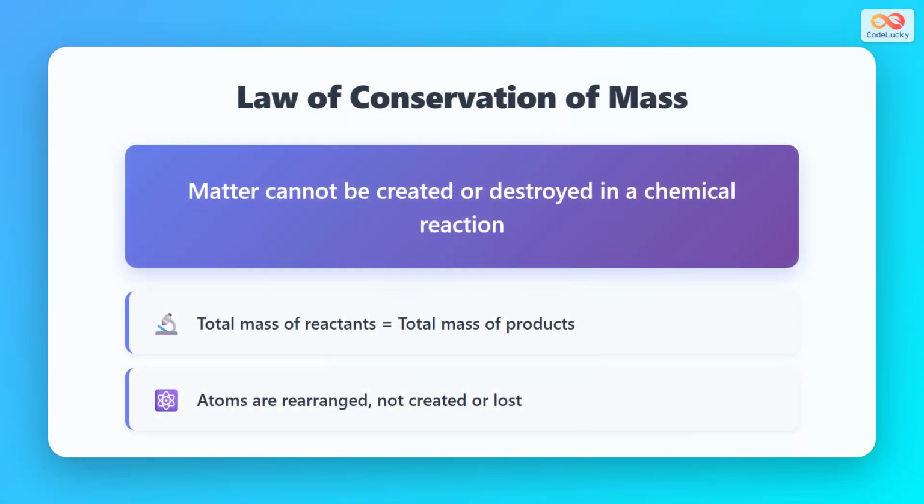Every chemical equation must follow the law of conservation of mass. This law states that matter cannot be created or destroyed in a chemical reaction. What does this mean in practical terms? It means the total mass of reactants must equal the total mass of products. During a reaction, atoms are simply rearranged into new combinations. No atoms are created, and no atoms disappear. They just form new bonds with different atoms. This principle is the foundation for why we need to balance chemical equations.